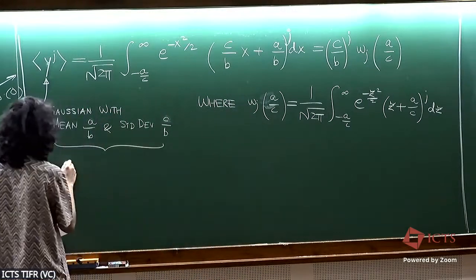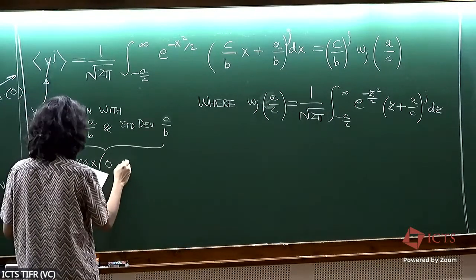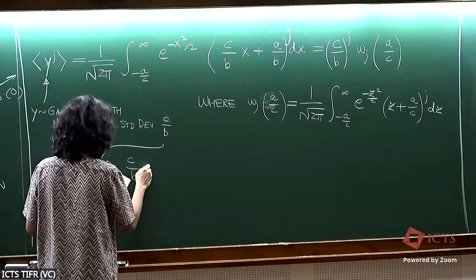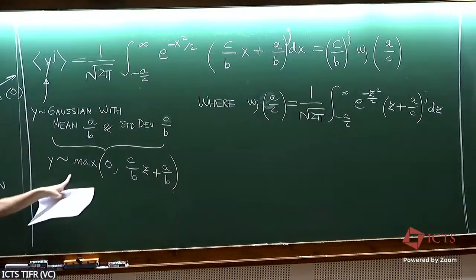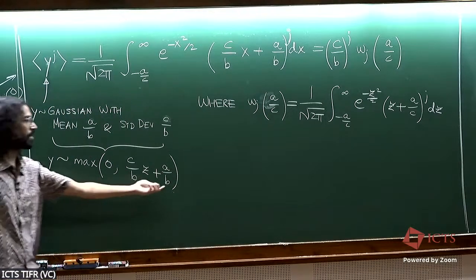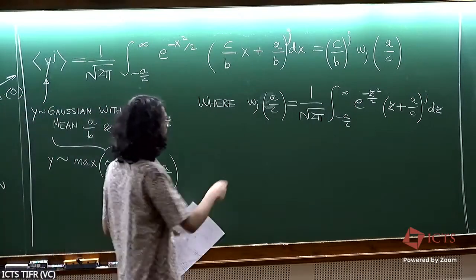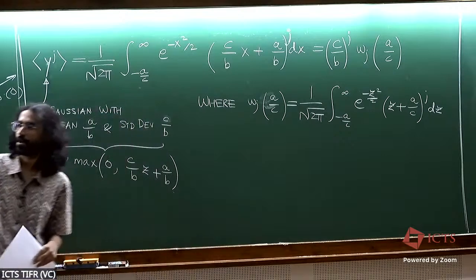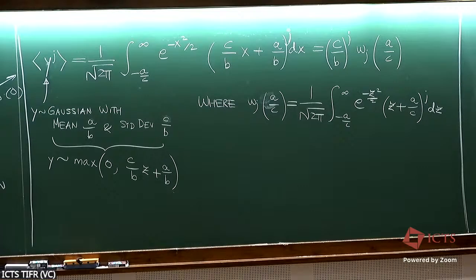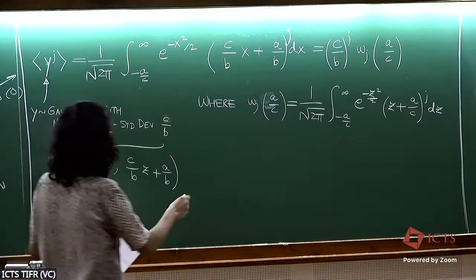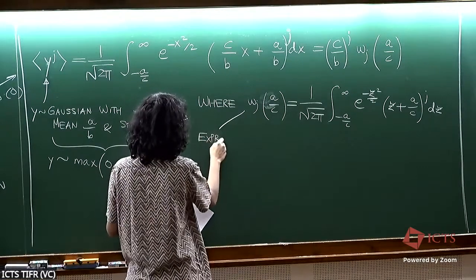Just to tell you that this means that y is going to be something like max of 0 and C over B, Z plus A over B. So you again have something truncated at 0 with some mean A over B, variance C squared over B squared. In that case, you can relate it in terms of these W functions, and you can also write these W functions in terms of error functions. And I'll leave it as a homework exercise for you to express that integral in terms of error functions.